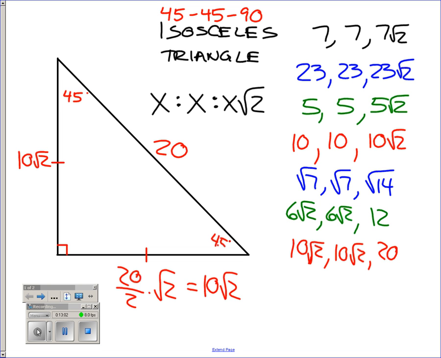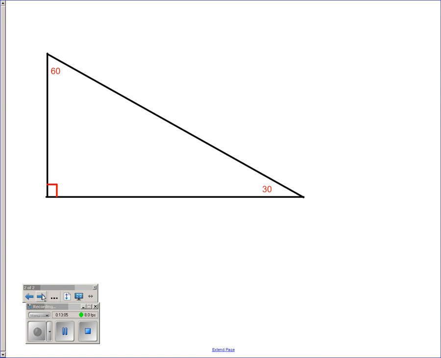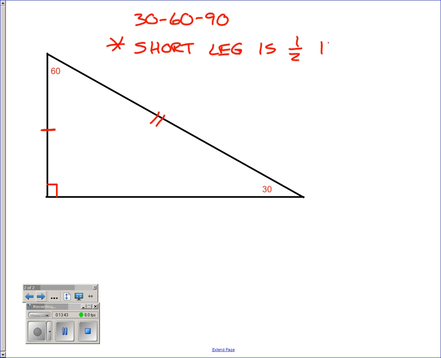Let's take a look at the second special triangle. This one is a 30, 60, 90. Now, other than the 90-degree angle being divided into 30 and 60, there's nothing really special about this except for the fact that the length of the short leg is exactly half the hypotenuse. So for a 30, 60, 90 triangle, the key thing here is the short leg. Now it's got 2 legs, but the short leg's length is 1/2 the length of the hypotenuse.